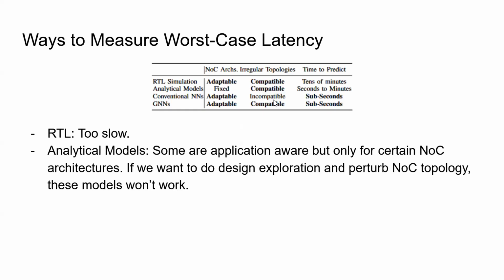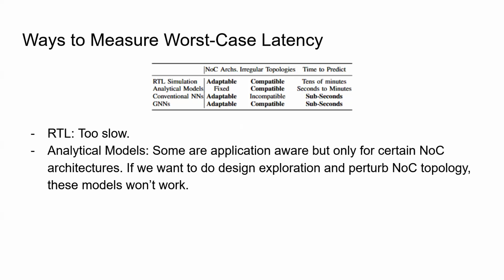As this paper pointed out, there are a few ways you can measure worst case latency. The simplest one is you just do full RTL simulation. As I mentioned, this is pretty slow. FPGAs are fairly large designs. If you're doing design space exploration with the NoCs, you're iterating through probably thousands of designs. If each one of these takes tens of minutes to predict, then this really adds up. So they're pointing out there's a gap here where we can do some speed up.